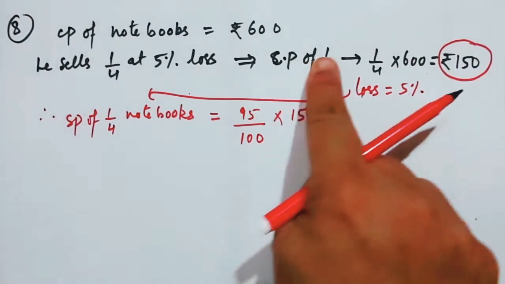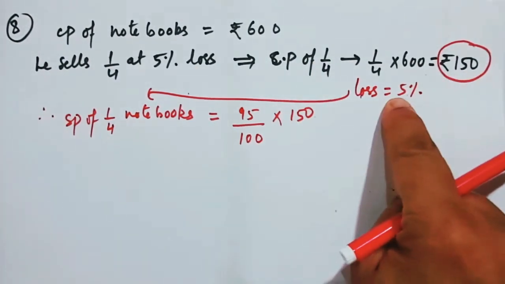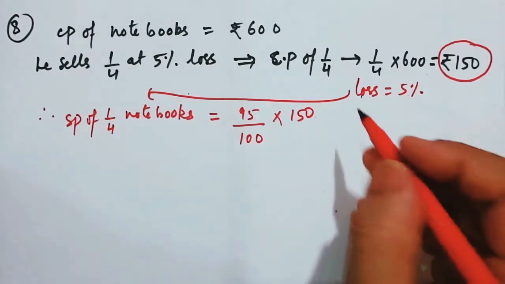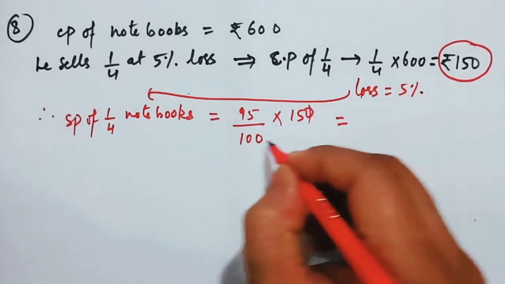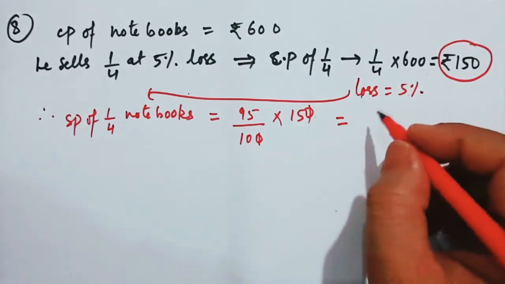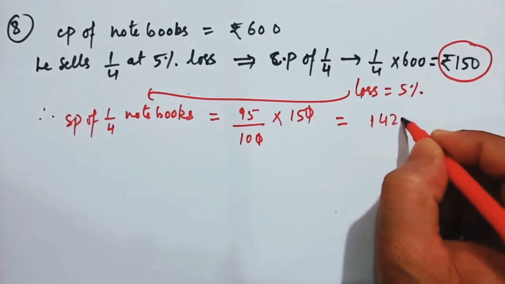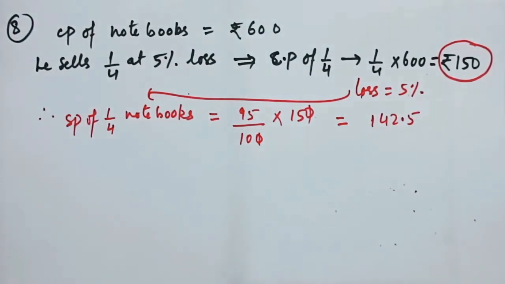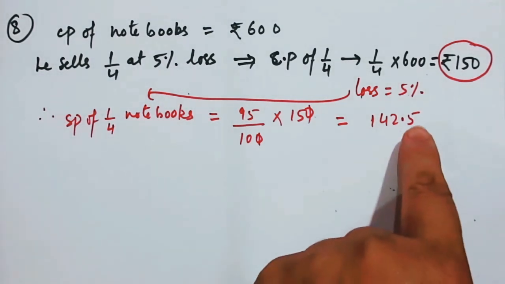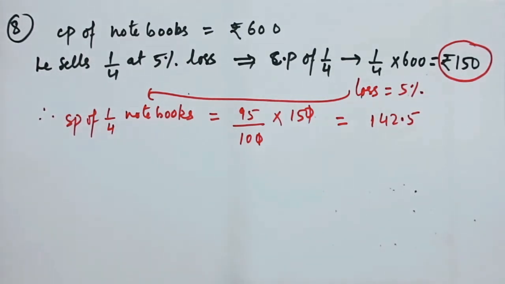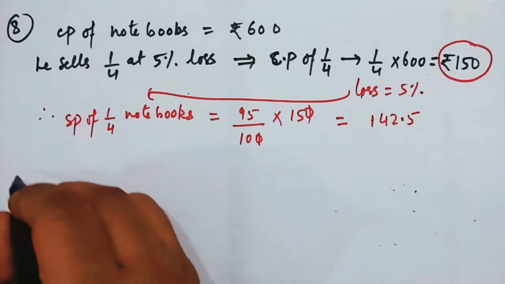Cost price of 1/4 is 150, loss 5%. Therefore selling price of 1/4 will be equal to how much? When you multiply, you will get 142.5. This is the selling price of 1/4. Now he wants to gain 10%.